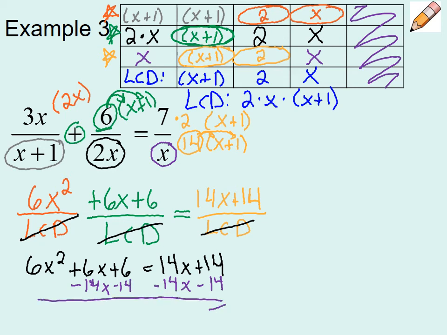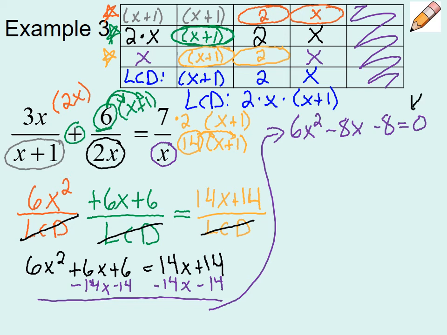And I'm going to get 6x squared minus 8x minus 8 equals 0. Now, we're like, woohoo, we're going to do AC, but, ladies and gentlemen, 6, 8, and 8 have something in common. So first thing we have to do is take out a greatest common factor here. All right, our greatest common factor for this problem is a fabulous 2. So I'm going to be left with 3x squared minus 4x minus 4 equals 0.